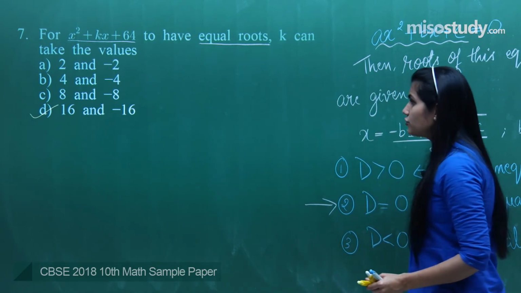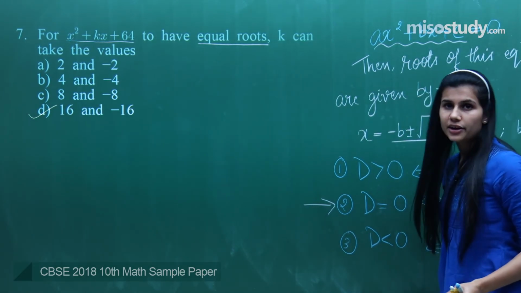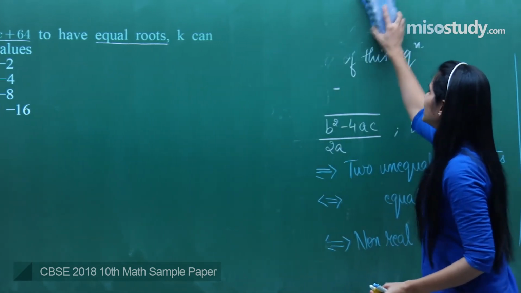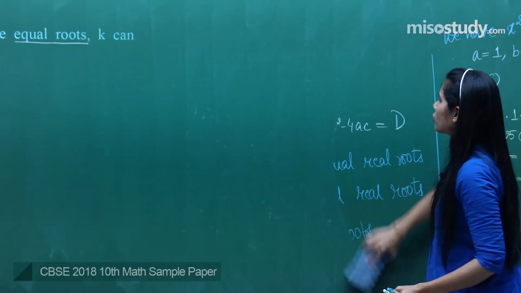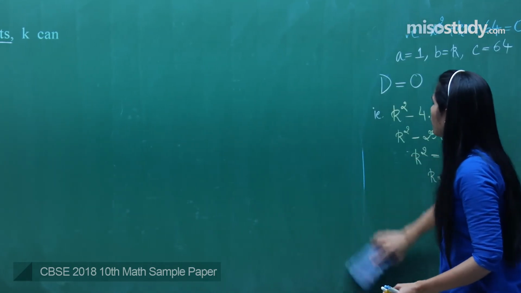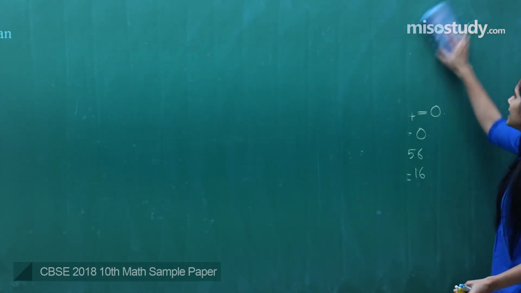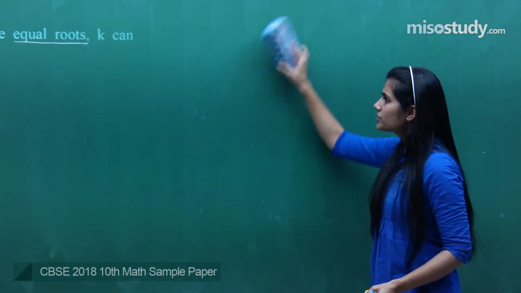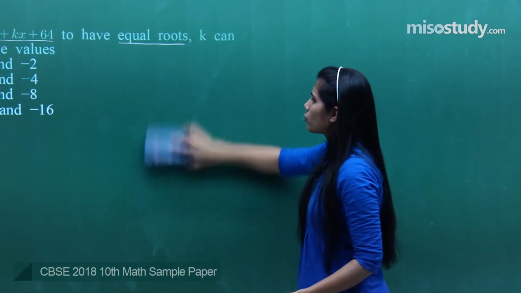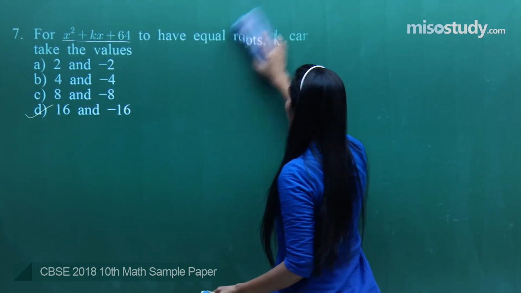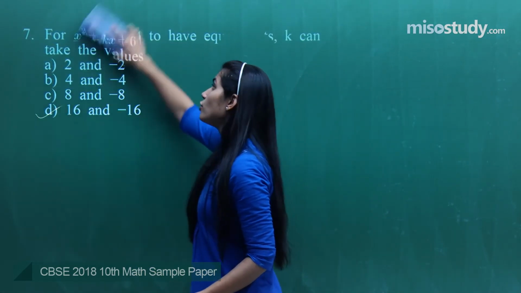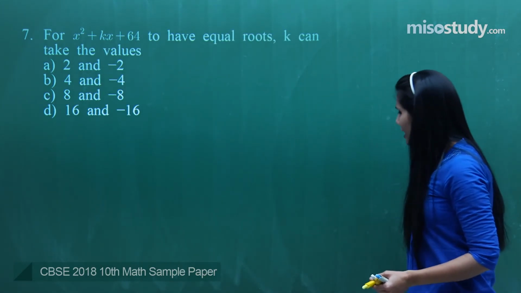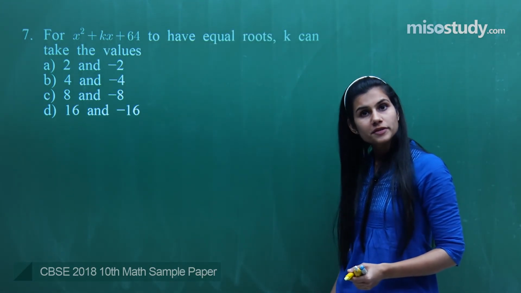Again and again, questions from quadratic equations are asked in the papers. You should be aware of the nature of the roots of a quadratic equation. When can a quadratic equation possess two unequal real roots? When can it possess equal real roots? And when can it possess unequal and non-real roots? Okay? Now let's see the last question of section A.